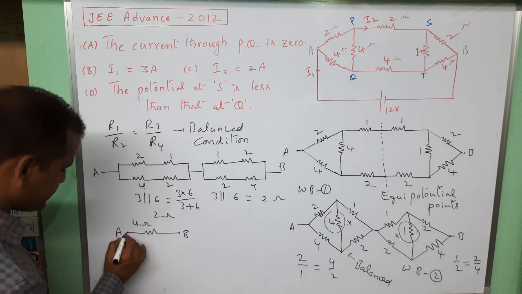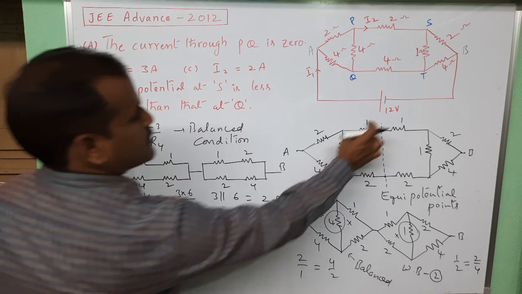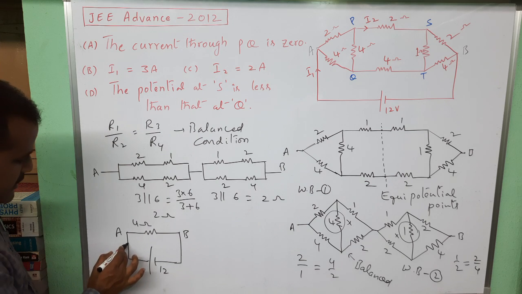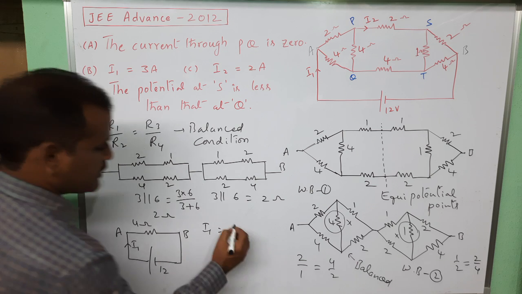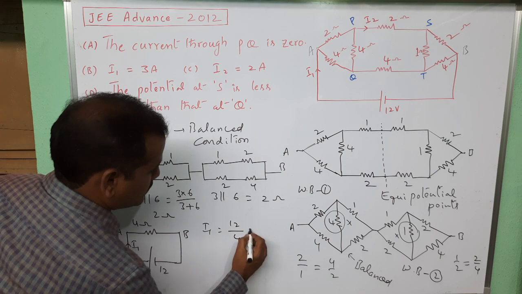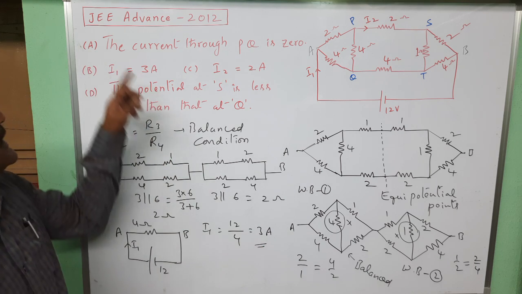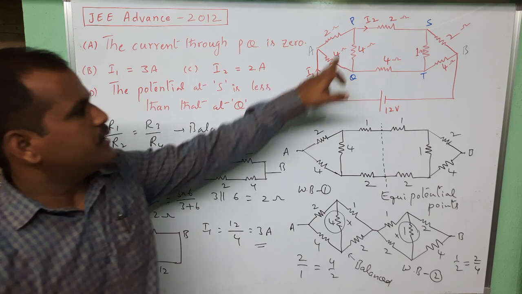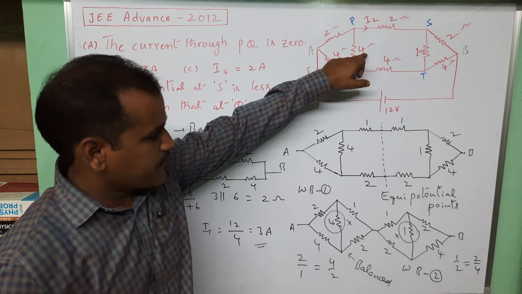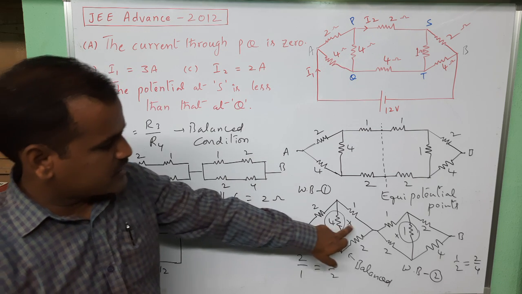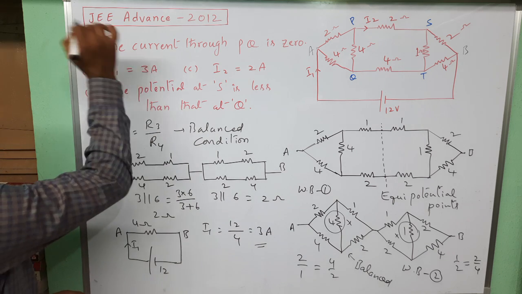Now let us complete the circuit. There is a 12 volts supply for this circuit. Then what is the current here? I1. We can find here I1. I1 is equal to 12 volts divided by equivalent resistance 4, that is 3 amperes. So up to this we can verify some options here. The current through the PQ is 0. This branch 4 ohm resistor current is 0, he has given. The first statement A, option A. That means this 4 ohm resistor, no current flowing under the balanced condition of this bridge. So that option A we can confirm that correct.